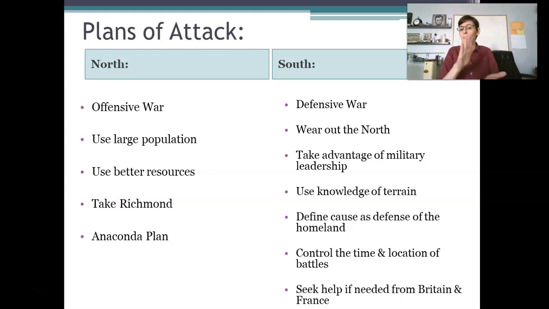You want to control the time and location of battles and seek help from Britain and France if needed. The South would make a massive miscalculation here, as they pretty much assumed that France and Britain would come to their aid if asked. They didn't.